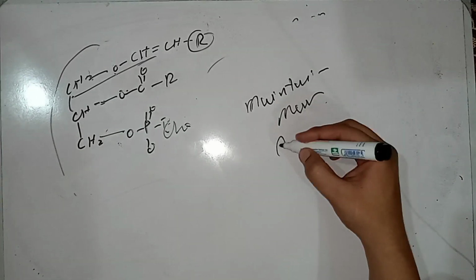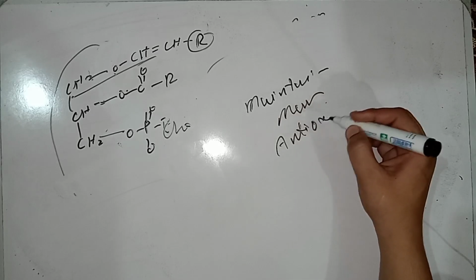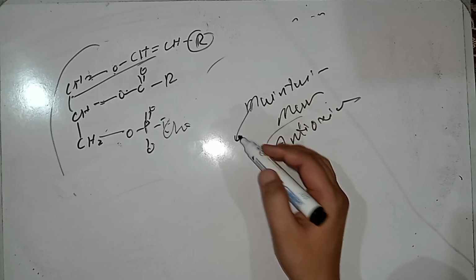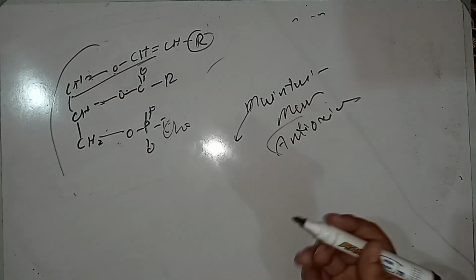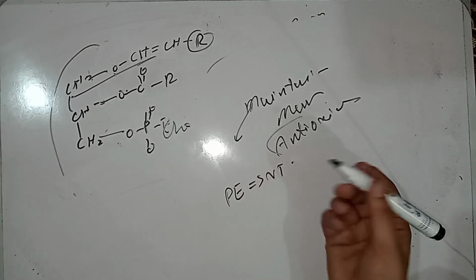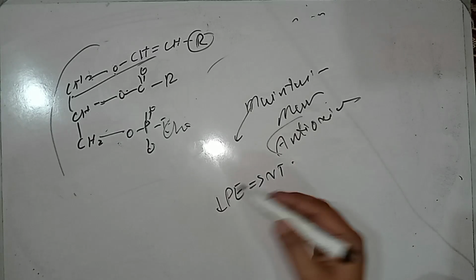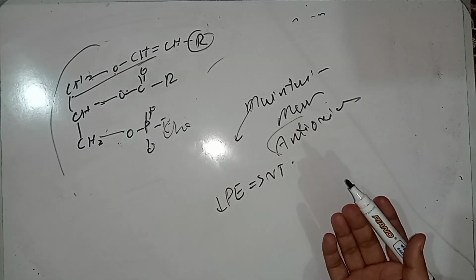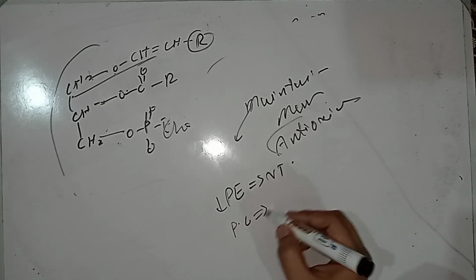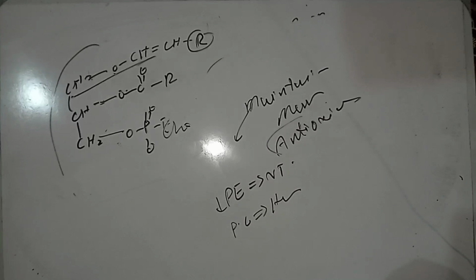And moreover they are antioxidants, so they prevent free radical injury. An example here is phosphatidyl ethanolamine, which is found in nerve tissues and maintains nerve integrity. Its decreasing level is linked to neurodegenerative disorders, for example, Alzheimer's disease. Phosphatidyl choline is found in the heart and maintains cardiac health.